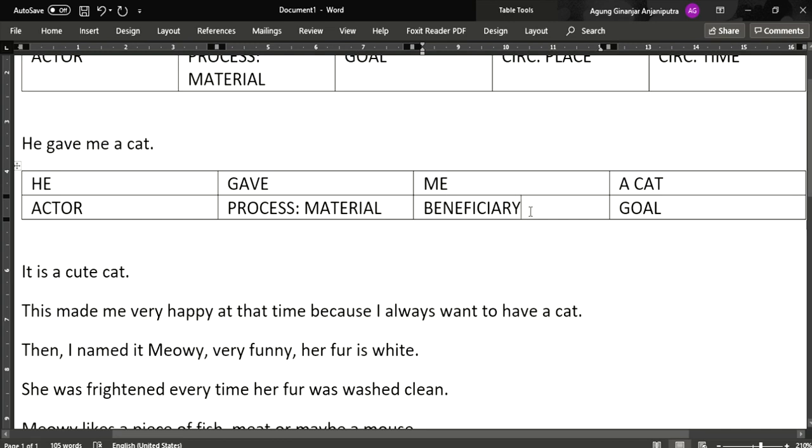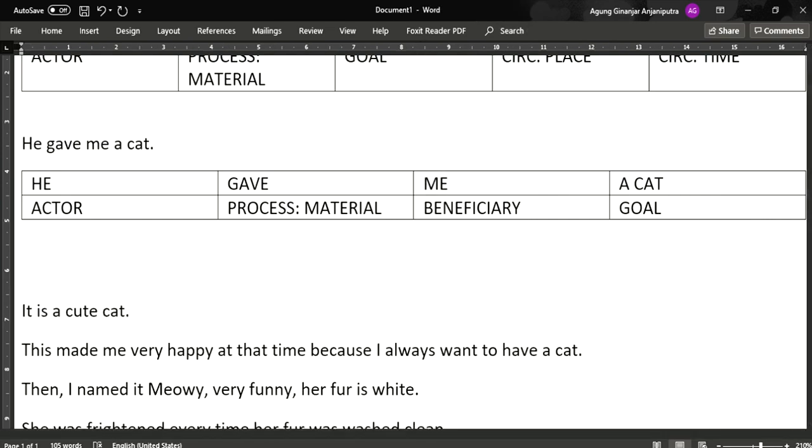Actually, there are 2 kinds of beneficiary. The first one is recipient, and the next one is client. So if you analyze only beneficiaries, okay. Actually, this one is beneficiary and recipient, because me here received a cat. If we change the clause into a passive, for example, I was given a cat by my uncle.